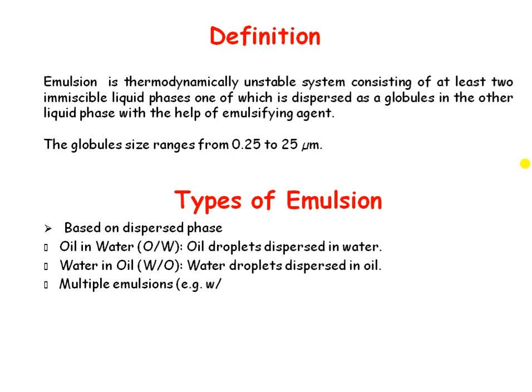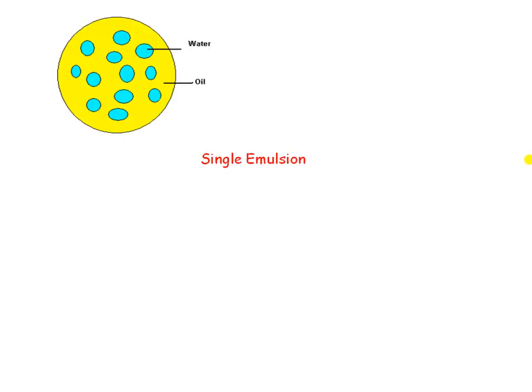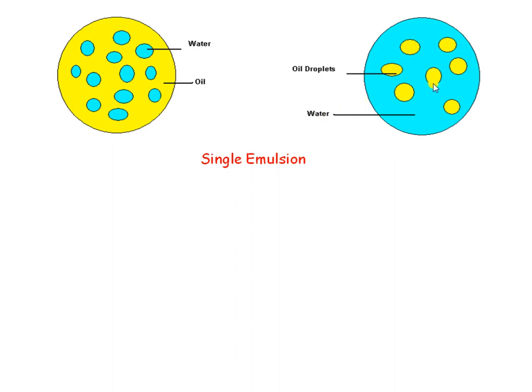Then in multiple emulsion, W/O/W or O/W/O type of emulsions are there. If you see this single emulsion system, these blue color globules are water and this yellow color represents oil. So this is W/O type of emulsion. In this diagram, the yellow color globules are oil and the blue color represents water as a continuous phase. So we can say that it is O/W type of emulsion.